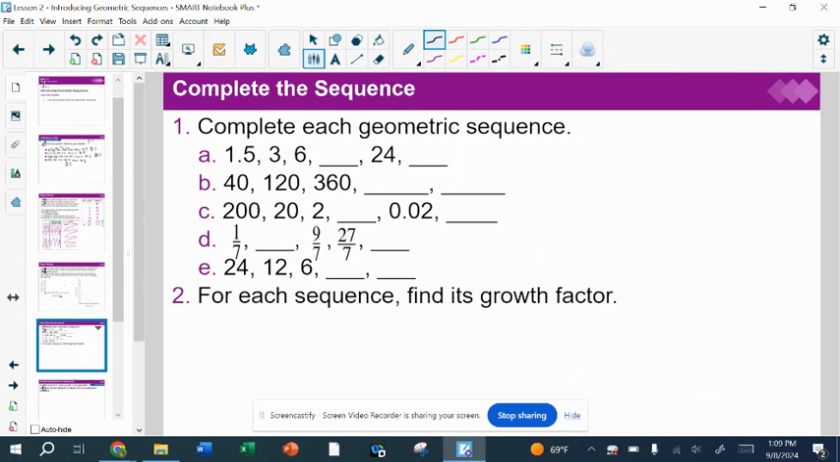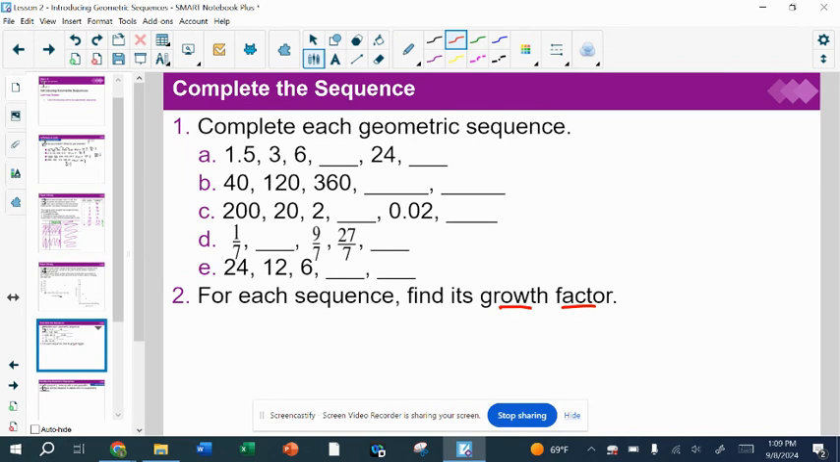Okay, so we're going to skip over that "Are you ready for more?" just in the interest of time as I'm making this video. And we want to be able to fill in blanks for the missing numbers here for our geometric sequences. So hopefully you can see the patterns and figure out what's happening here. By the way, the number that we are multiplying by every single time is called the growth factor.